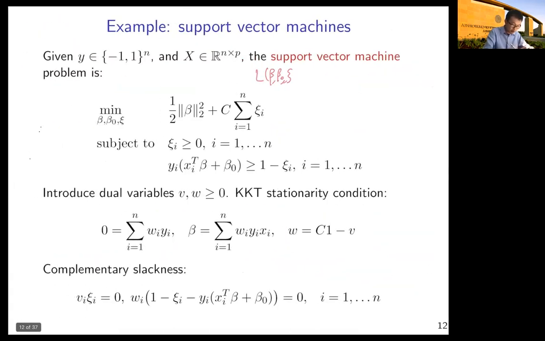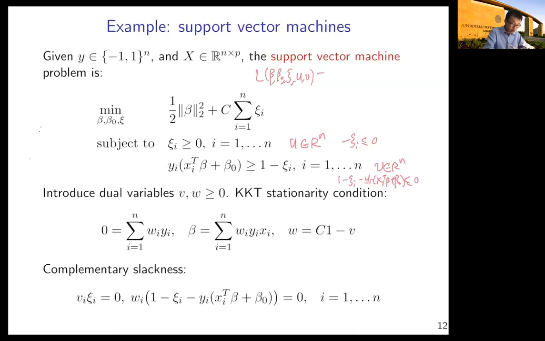Let's add the two dual variables u and v, with u in R^n and v in R^n, corresponding to the two inequality constraints. In order to do that, we need to make this a standard form, which involves making this minus psi_i smaller than 0, and 1 minus psi_i minus y_i x_i transpose beta plus beta_0 smaller than 0. Then we multiply u_i and v_i on both sides of the equation.